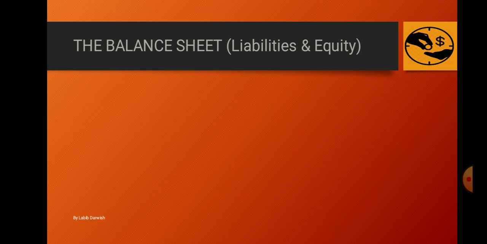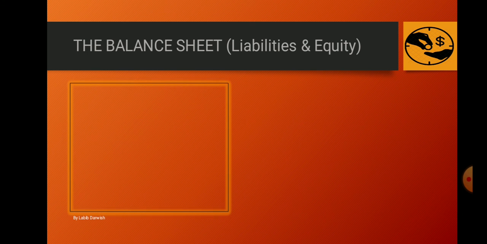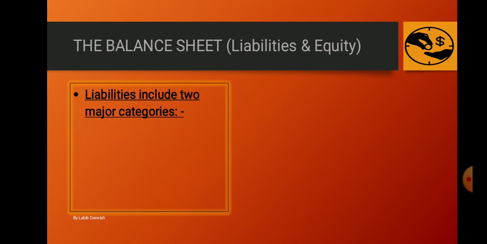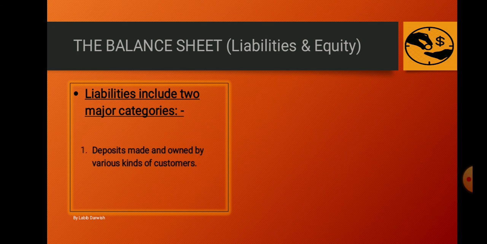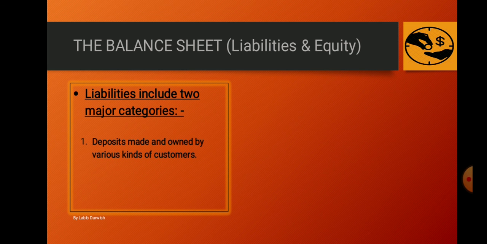And on the other side of the balance sheet, we can find liabilities, which include two major categories, starting with deposits made and owned by various kinds of customers. Second, non-deposit borrowing of funds in money and capital markets.